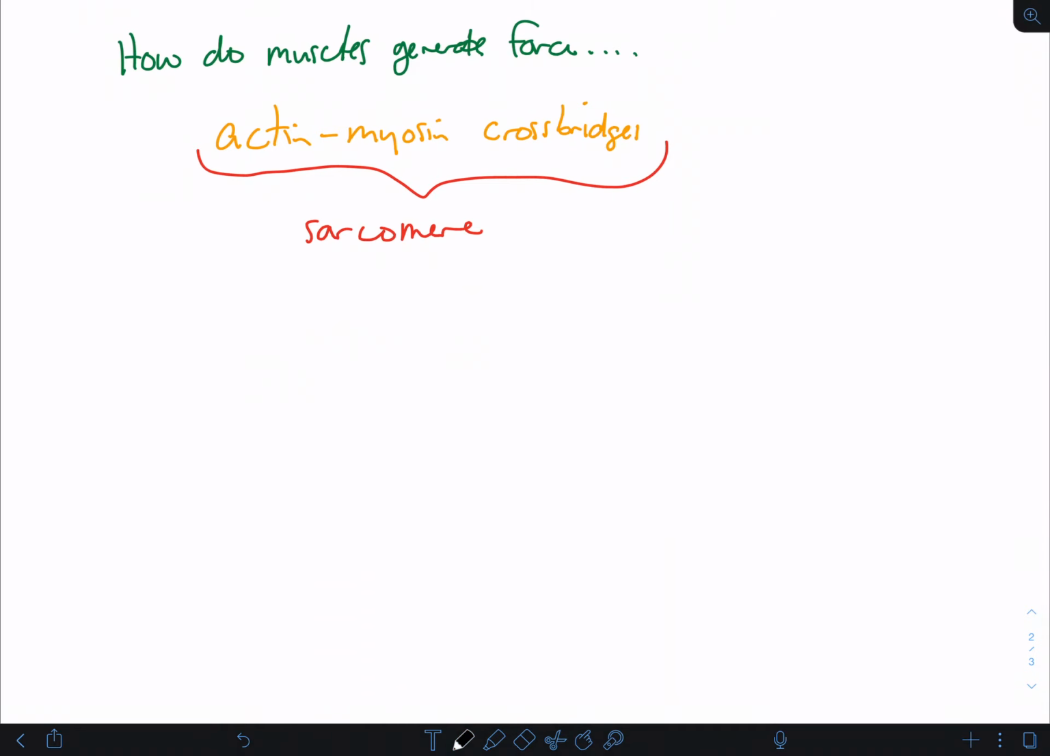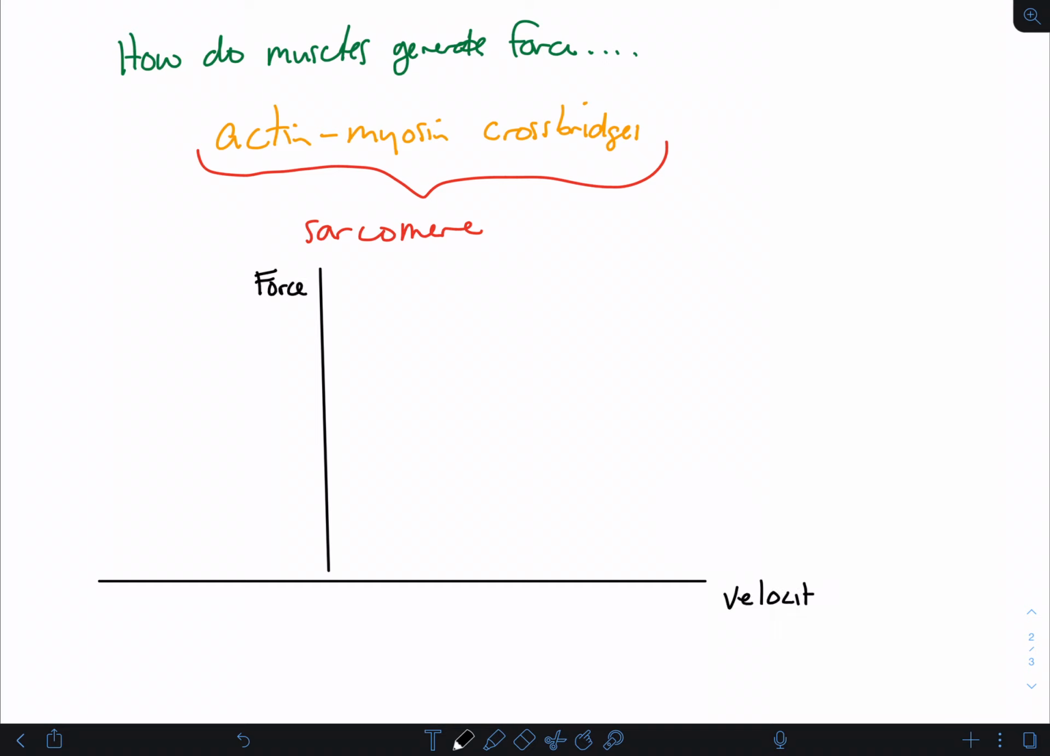So let's look at another little plot here. On the y-axis, we're going to look at force, and on the x-axis, we're going to look at velocity. So this is our force velocity curve for a muscle. Okay. So here's our force velocity curve. At 0 velocity, we're going to call that our isometric contraction.